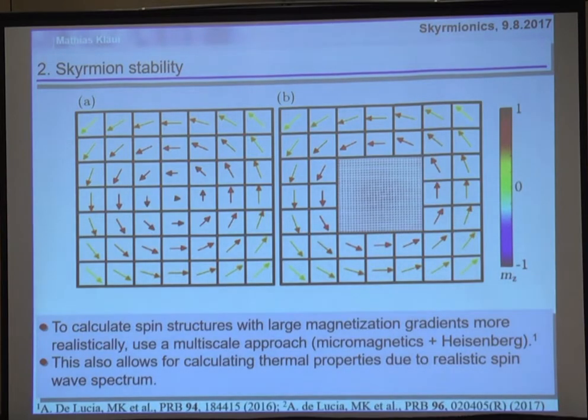Now, we actually looked at that using a multi-scale model, and you need a multi-scale model because, for instance, at the center of the vortex, also the main ball, you have large magnetization gradients which cannot be appropriately modeled using the micromagnetic model. So you use here the Heisenberg spin model. However, we cannot use the Heisenberg spin model for everything because it becomes computationally expensive.